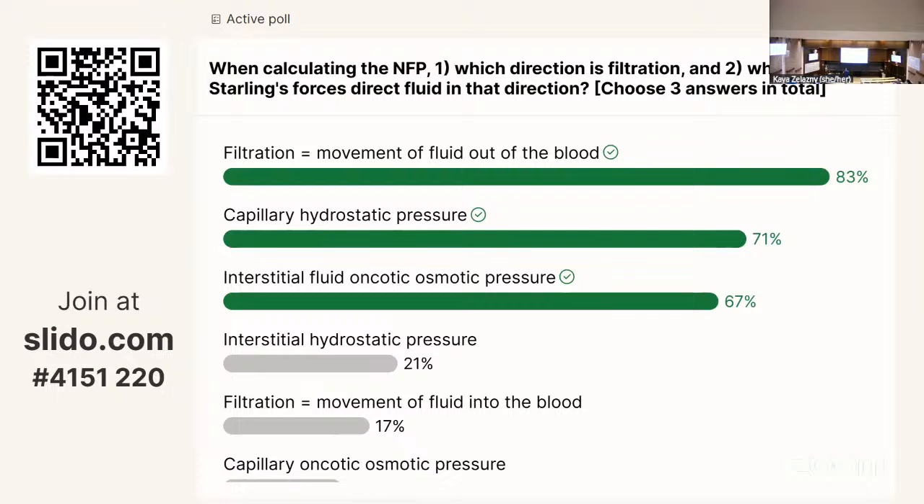We also had our interstitial fluid oncotic or osmotic pressure. So that's a pull. So the interstitial fluid was lying next to the capillary. And when we had impermeable solutes dissolved there, so stuff that can't cross membranes, it pulls water towards itself. So that was our other force that moved fluid out of our bloodstream.